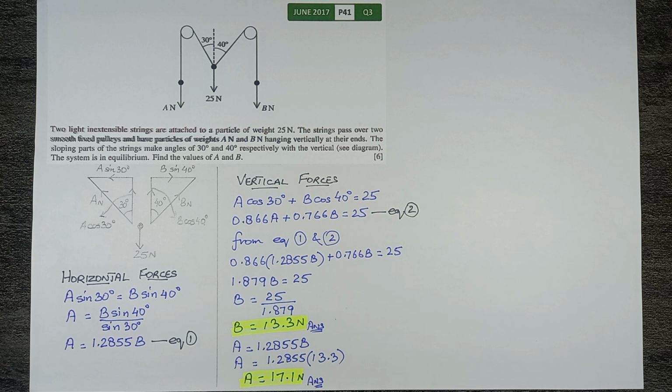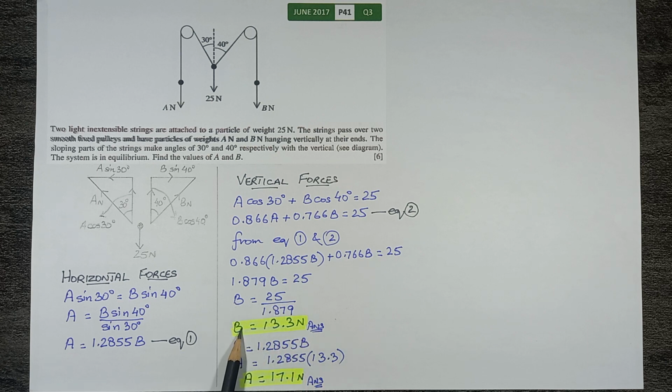Our target is to find the values of A and B, and from equations 1 and 2 just place the value of A, which is 1.2855B, in this equation. So multiply this 0.866 with A, which is 1.2855B. Instead of this A, place this 1.2855B and copy the remaining as the same, plus 0.766B equals 25. As we can see now, our equation is completely in the form of B. Just simplify it and get the value of B, which is 13.33.